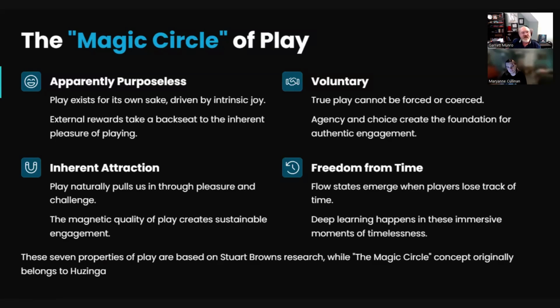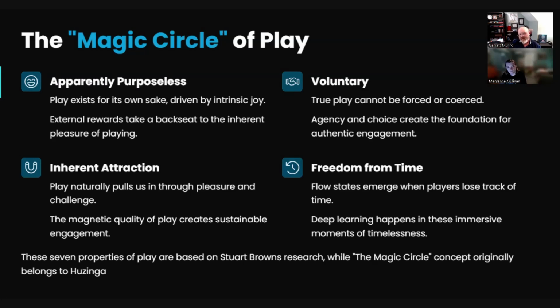And I want to get a little more into play. There are two researchers I'm going to reference as we talk about the seven properties of play. The magic circle of play is a term that came from Huizinga, over 100 years ago, who wrote the first book, a study of ludology, or of play and culture. He recognized the importance and power of play in human development.